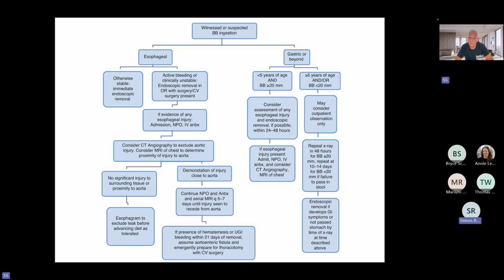Again, for young patients with a button battery greater than 20 millimeters in diameter, you are probably going to have to remove them. I would then, for those patients, given our population, probably admit them and observe for 24 hours. And if the battery is still in the stomach, which is likely if it's greater than 20 millimeters, go ahead and get it out.